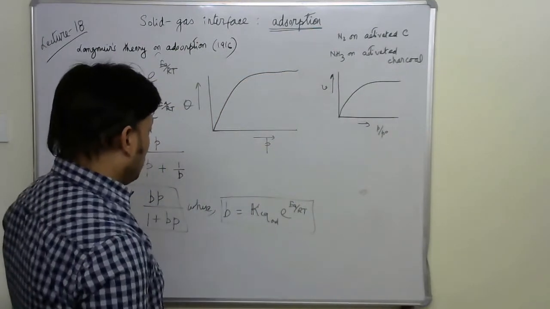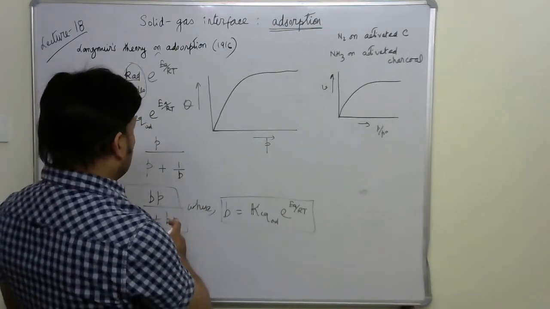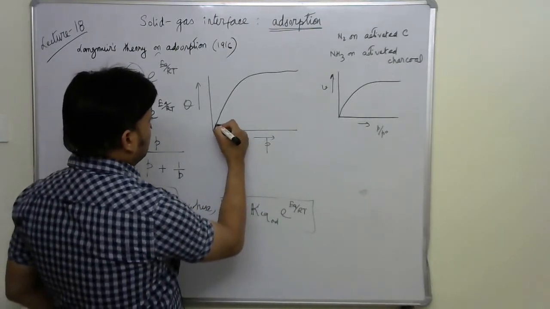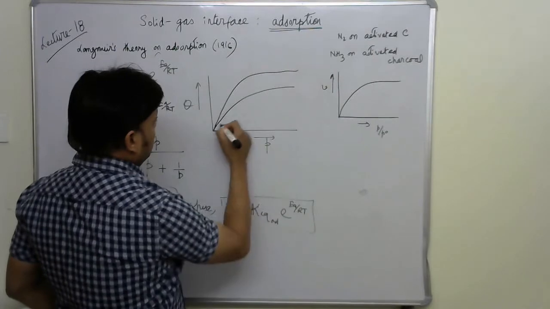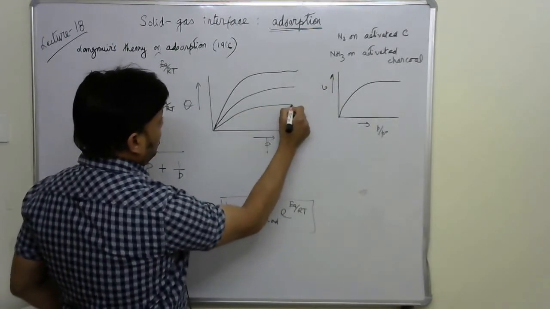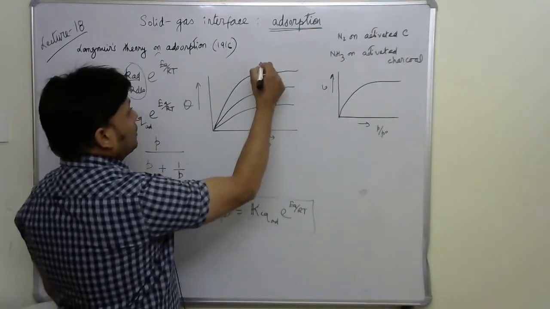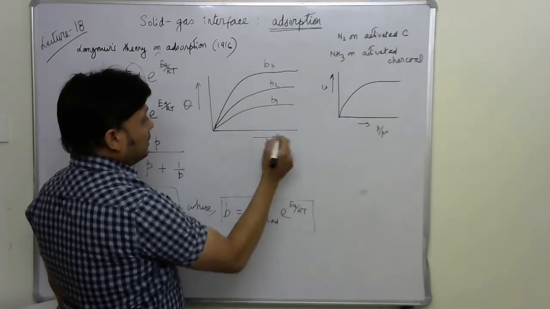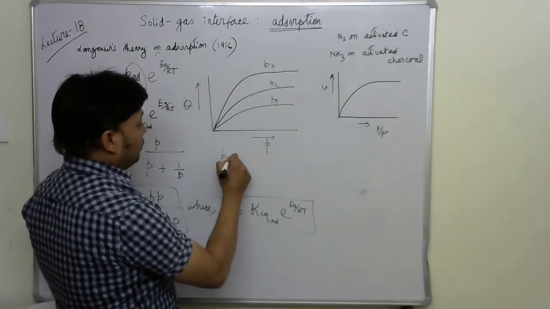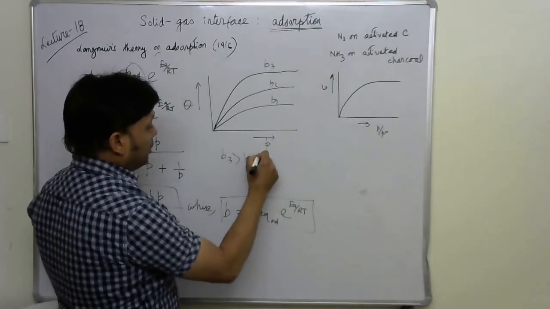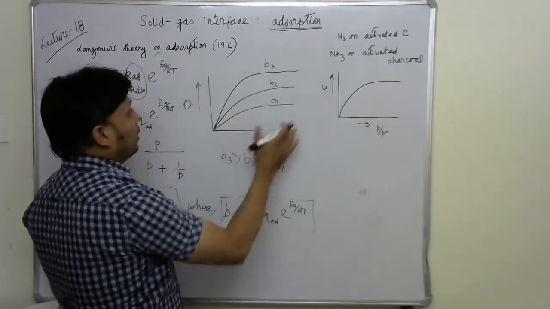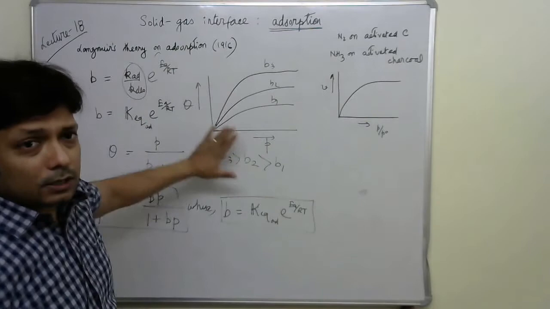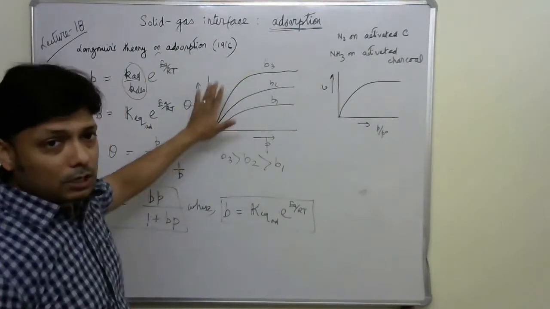Now there are B values, right? So we can have different drawings for different B values. We can draw this with B3, B2 and B1, and you can see here if we take theoretical values like B3 greater than B2 greater than B1, you will generate this kind of graphical representation.